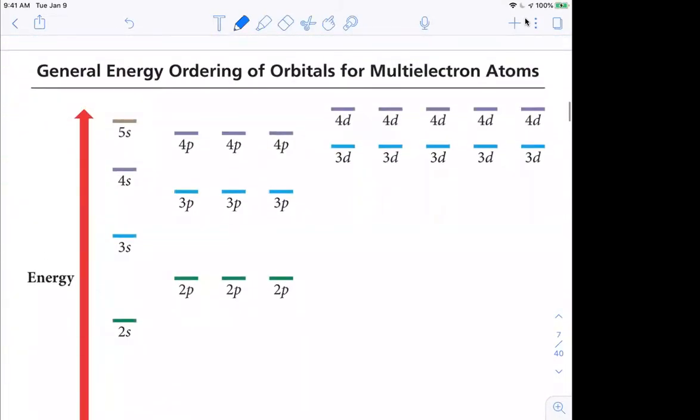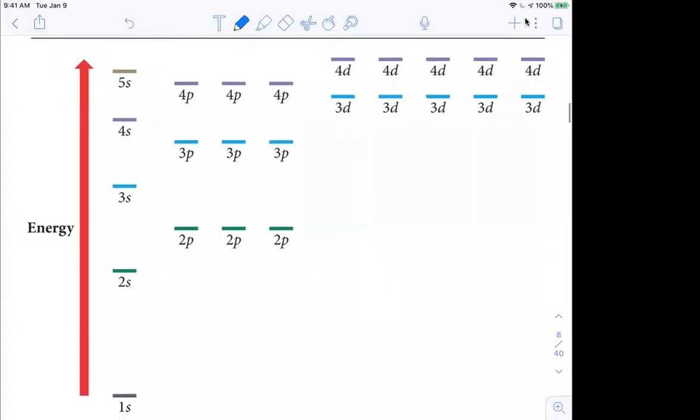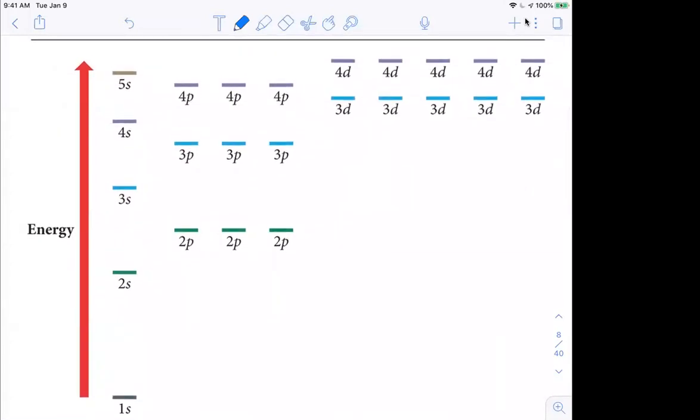This is a general ordering for populating these various atomic orbitals. I always start with 1s, and then I go up to 2s, then the 2p, then the 3s, then the 3p. Now this is a little bit of an anomaly. The 4s is going to fill before the 3d. And then I have that trend all the time. My s orbitals in any given energy level are going to fill before the d orbitals of the energy level prior to the s orbital that's filling.